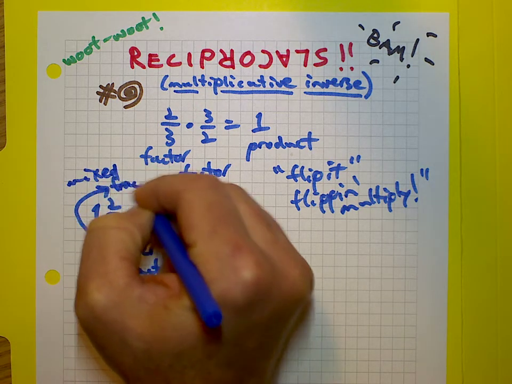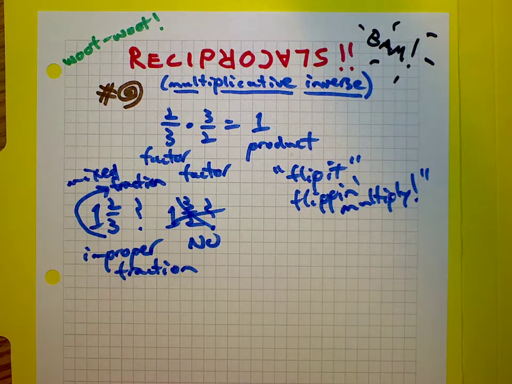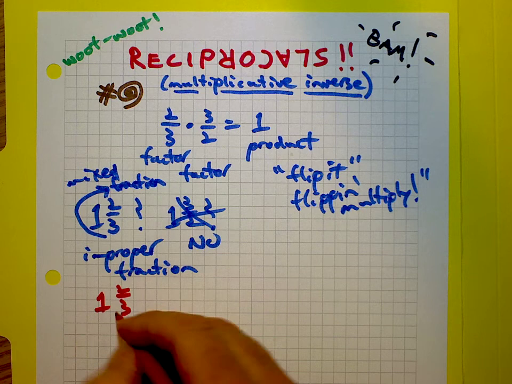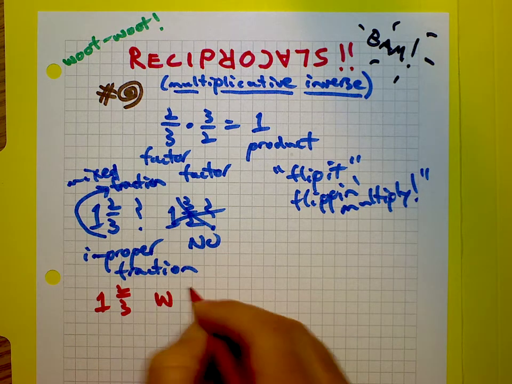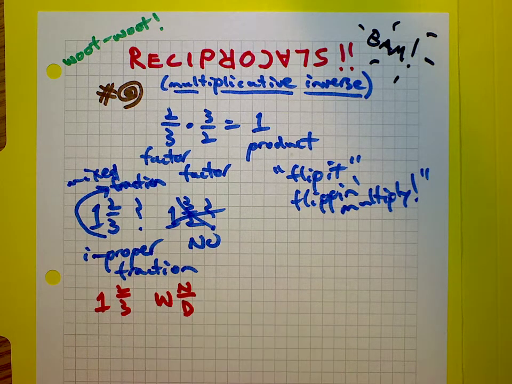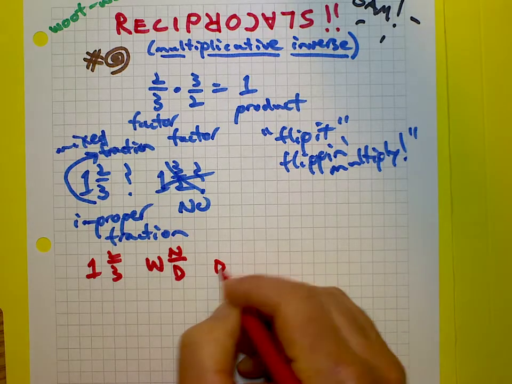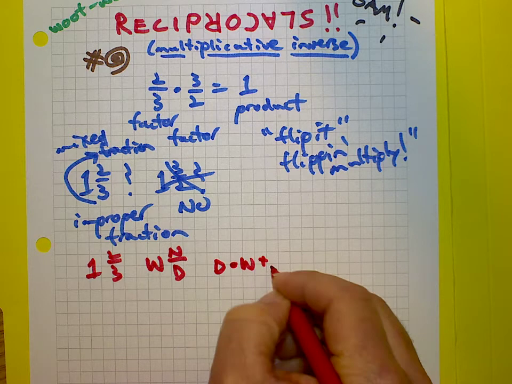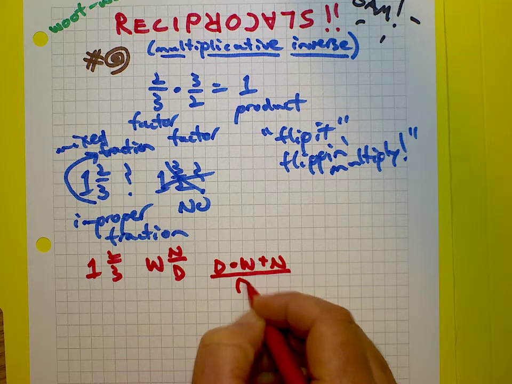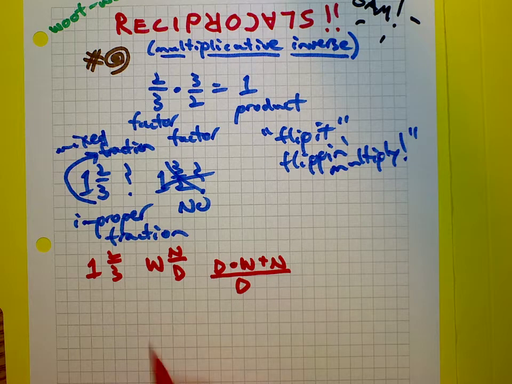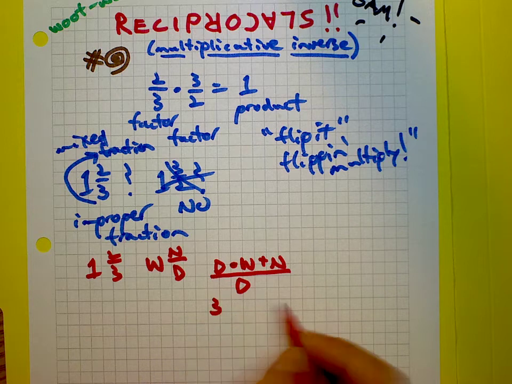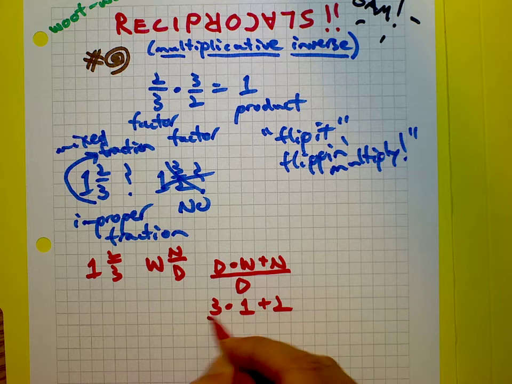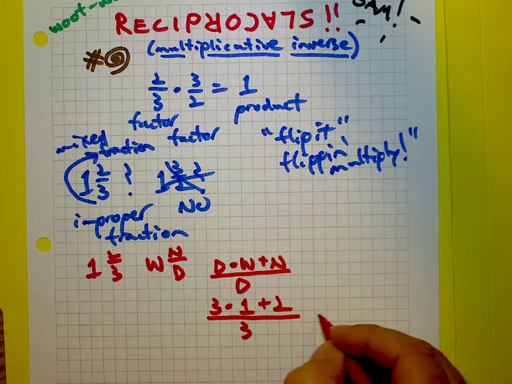Okay. So let's do a quick review of that, which would look something like this. If I have a whole number, a numerator, and a denominator, I'll go denominator times the whole number plus the numerator all over the denominator. That's how that's going to work. Here's an example. Denominator times whole number plus numerator all over the denominator.